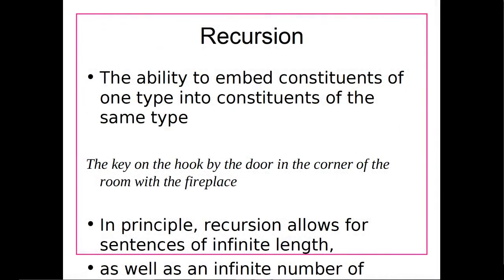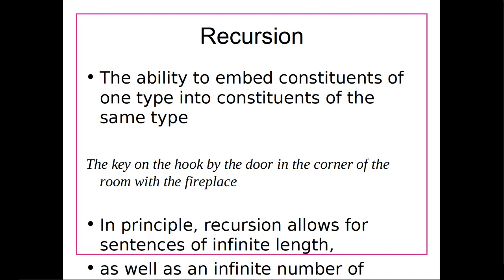So this hierarchical structure leads to what's called recursion. This is basically how we can embed constituents of one type into constituents of the same type. So we can have a big old noun phrase starting with the key, which is the head of it, the most important part. We're talking about the key here. So the key is on the hook, which is by the door in the corner of the room with the fireplace. So in principle, recursion can allow for sentences of infinite length and an infinite number of embedded constituents.